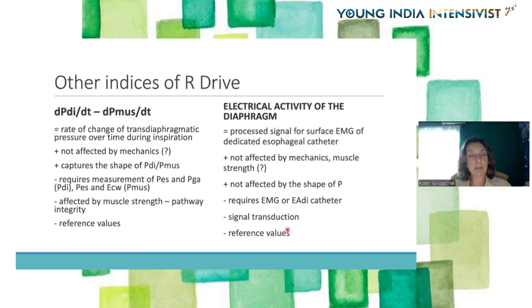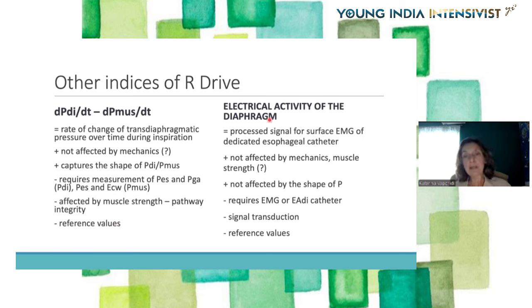Other indices of respiratory drive include the change of the whole muscle pressure over time. It is affected to some extent by mechanics, but it does capture the shape of muscle pressure, either of all muscles or PDI. It requires the measurement of esophageal or gastric pressure for PDI. And again, in this case, we don't have reference values at all.